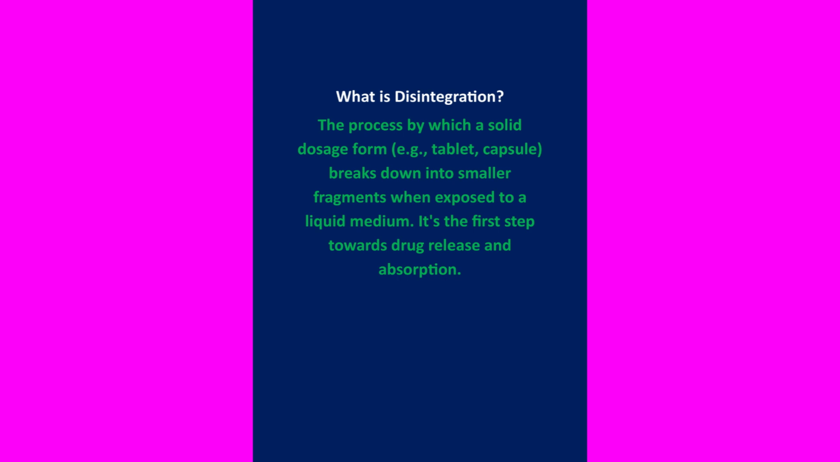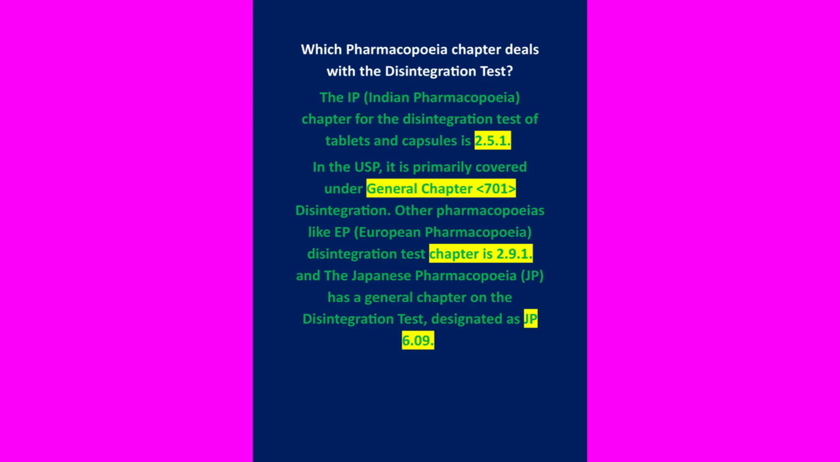Which Pharmacopoeial chapter deals with the disintegration test? First, our Indian Pharmacopoeia, chapter number 2.5.1, for disintegration test of tablets and capsules. General chapter 701 deals with it in USP. European Pharmacopoeia, chapter number 2.9.1. Japanese Pharmacopoeia, chapter number 6.09.